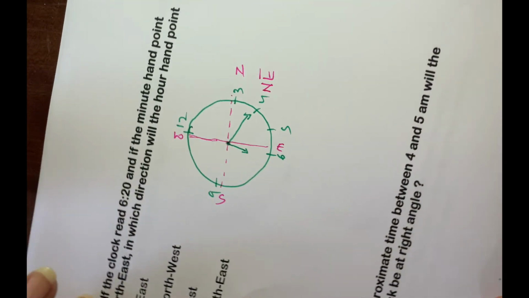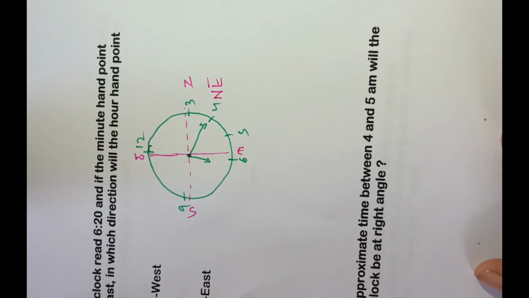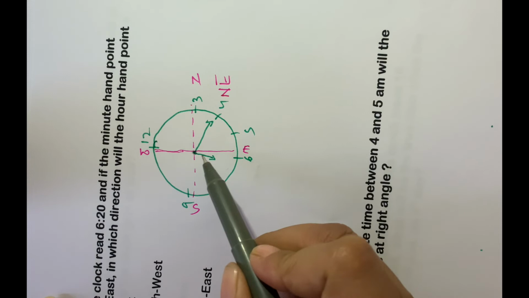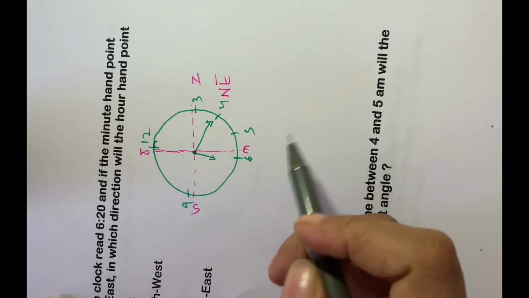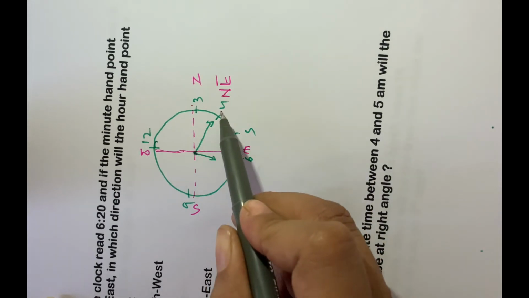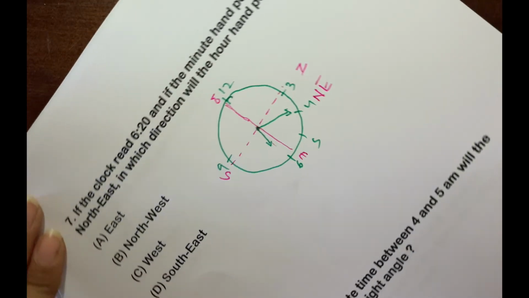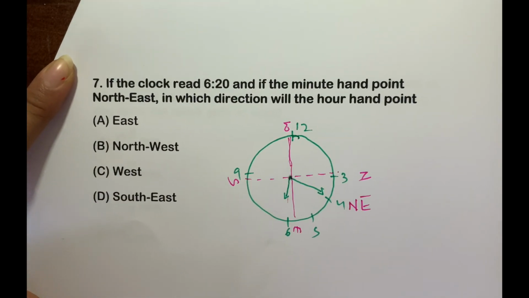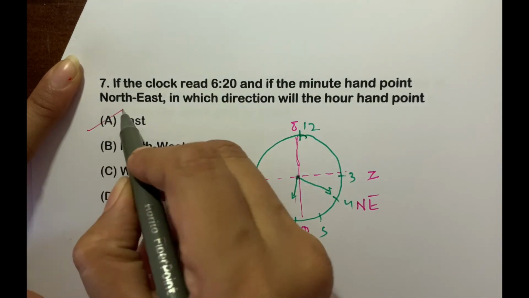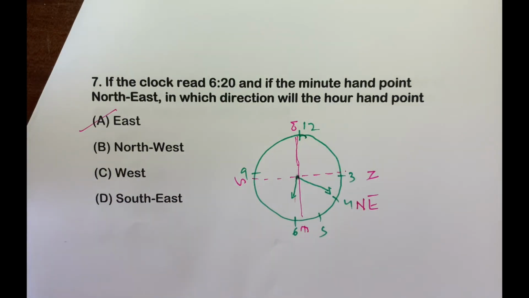So where is the hour hand? We will look into it. See, the hour hand is here and this is east, isn't it? See, this is east, this is northeast, then this should be east. So the answer will be east. This is the answer. Next question.